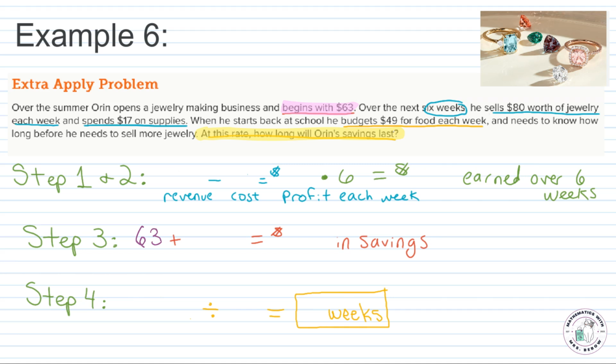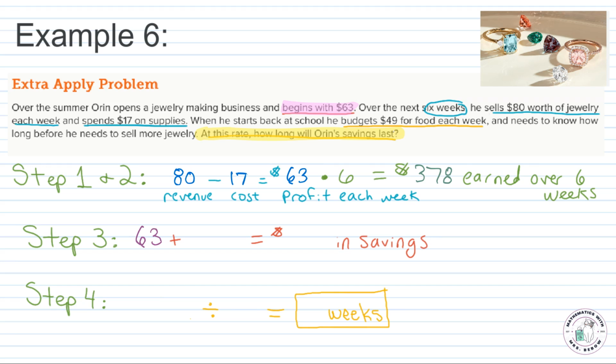So over the next 6 weeks, we sell $80 worth of jewelry. So that is our revenue. So we're going to have our revenue minus our cost. So we spend $17 on supplies. So 80 minus 17 is 63. So $63 is our profit per week. Well, over the 6 weeks, how much did we earn? So we're going to do 63 times 6 and find an answer of 378. So 378 is earned over the 6 weeks.